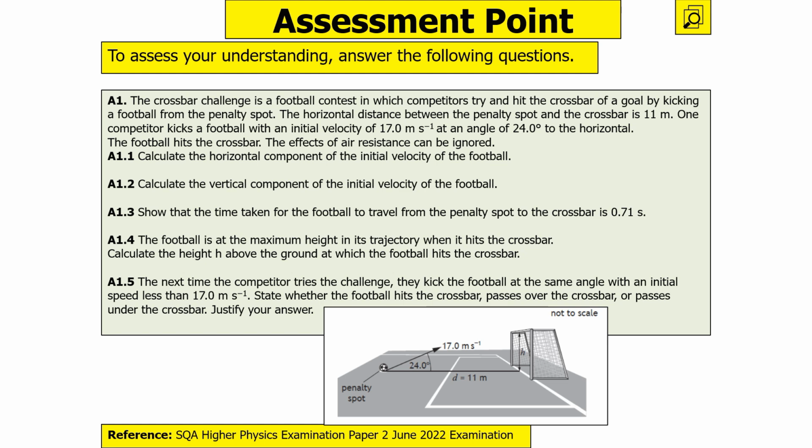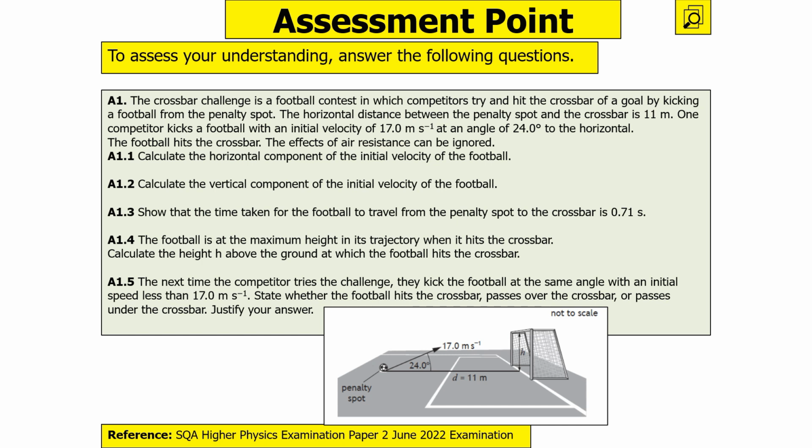The next question says, the crossbar challenge is a football contest where competitors try and hit the crossbar of a goal by kicking a football from the penalty spot. The horizontal distance between the penalty spot and the crossbar is 11 metres. One competitor kicks a football with an initial velocity of 17 metres per second at an angle of 24 degrees to the horizontal. The football hits the crossbar. The effects of air resistance can be ignored.